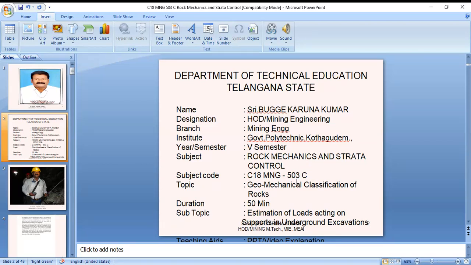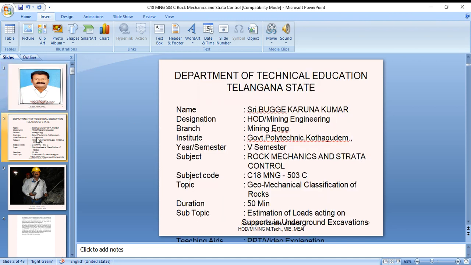Today we are going to learn about the estimation of loads acting on the supports in underground excavations. It's a part of geomechanical classification of the rock, that's the RMR-Q-System. With these results, how to estimate the load on the excavation of ground or support.